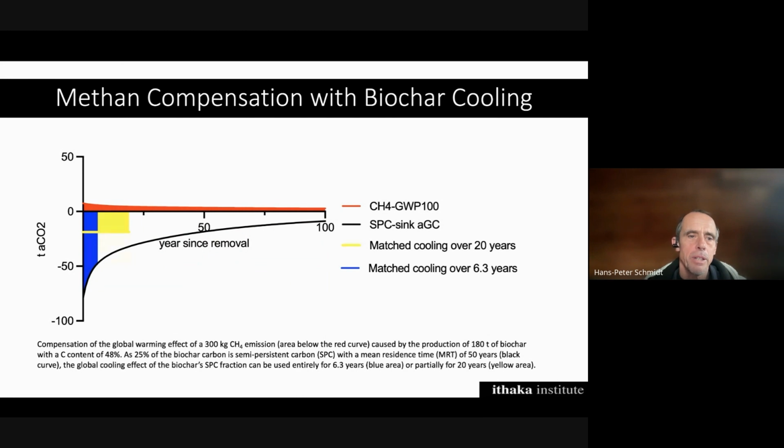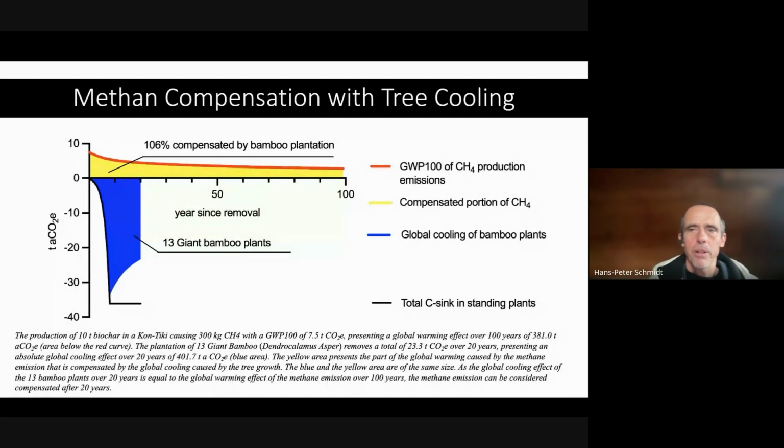You have the yellow square: cooling over 20 years. With the black line, you have a biochar carbon sink, a short-term carbon sink. And this is within the effect of the entire sink. So part of it can be used to compensate the methane emission. But you could also do it over 6 years if you use the entire effect of your biochar carbon sink for these 6 years. And the same thing works also for trees.